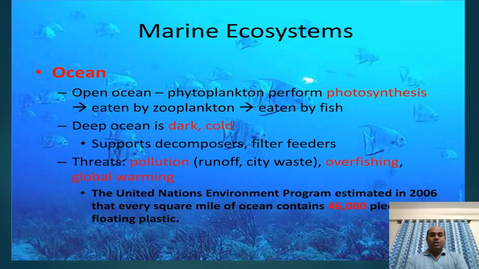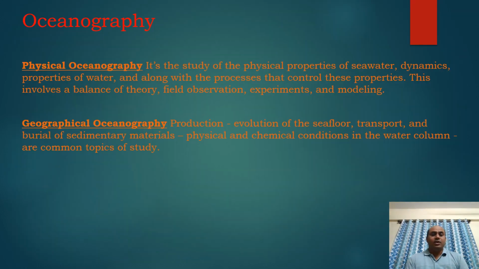It supports decomposers and filter feeders. The threats are pollution runoff, city waste, overfishing and global warming. The United Nations Environment Program estimated in 2006 that every square mile of ocean contains 46,000 pieces of floating plastic, found in the marine ecosystem along with the Pisces group of animals.